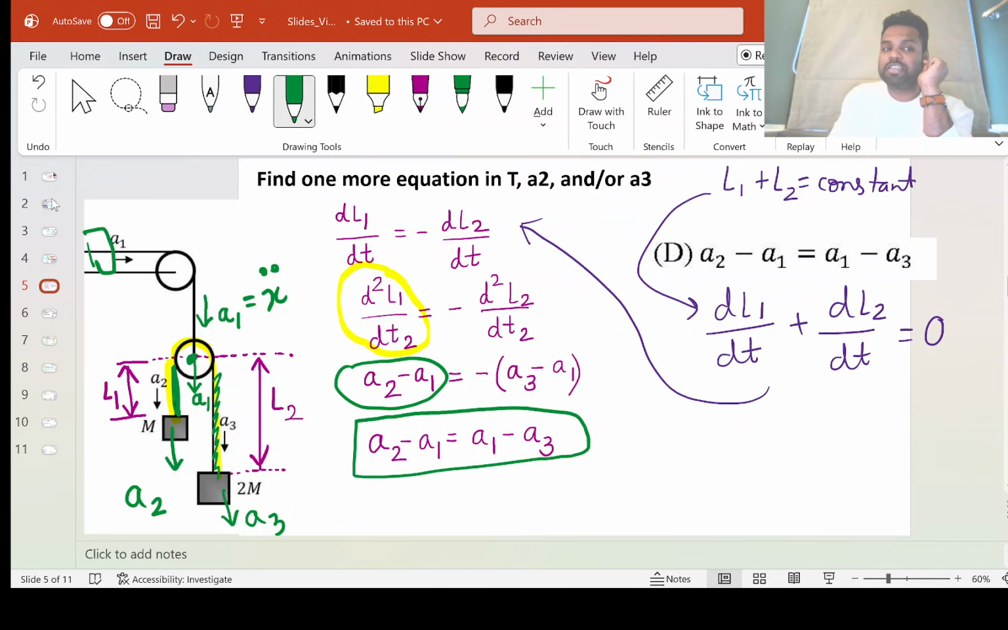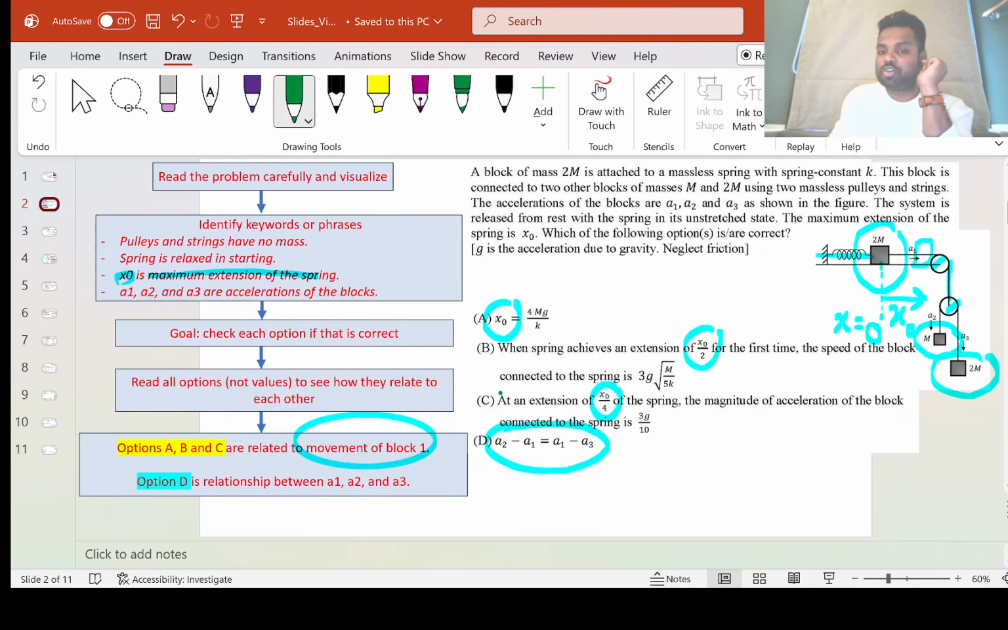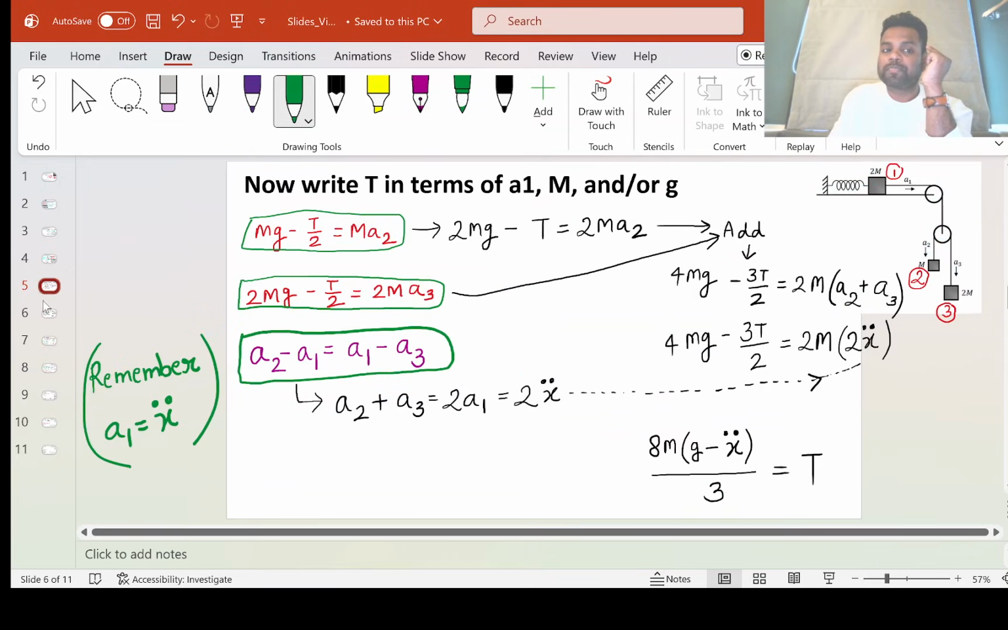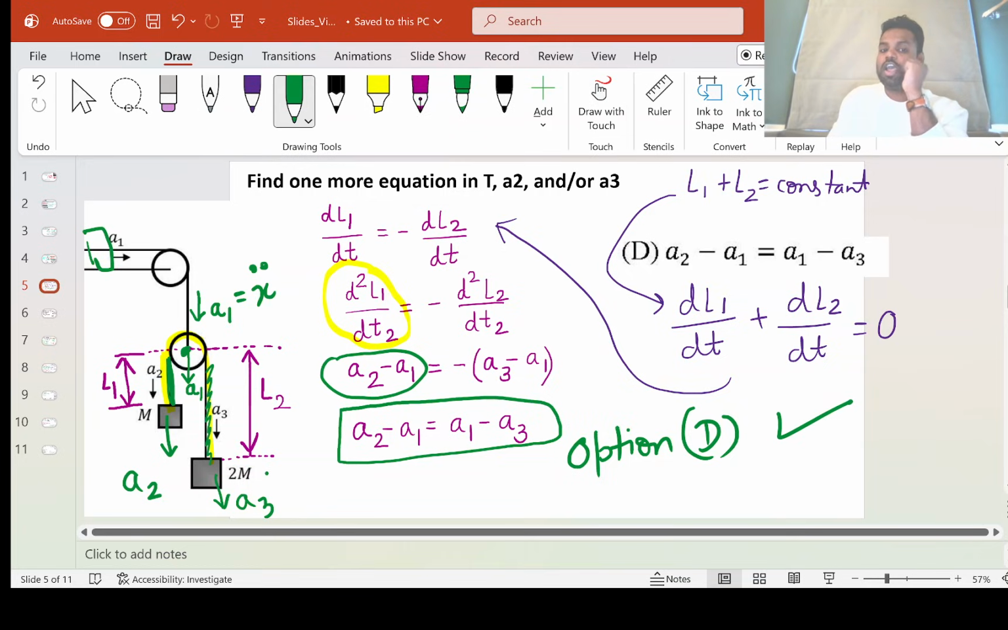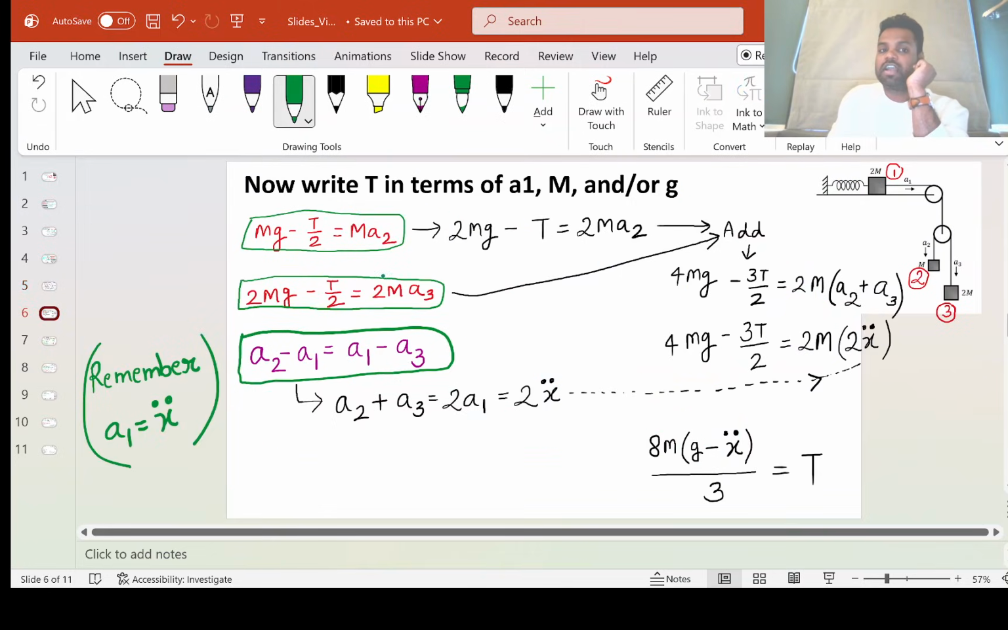And now notice something very interesting. What was your option 4? Option 4 is correct, right? So when we were solving for options 1, 2, and 3, we find out that option D is correct.